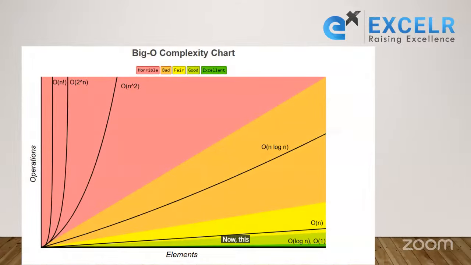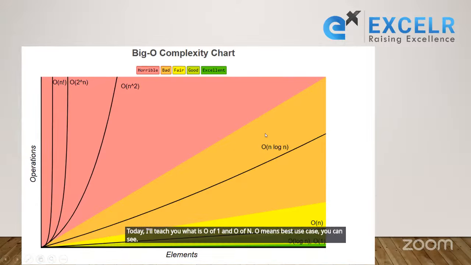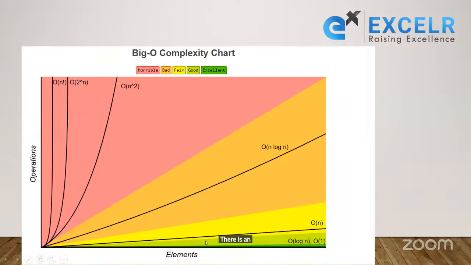Now this is your most important thing. If you see the big O complexity chart, O of 1, O of log n and O of n. Today, I'll teach you what is O of 1 and O of n. O of 1 means best use case. You can see there is an excellent range, then you have a good range, then a fair range, then a bad range, and then a horrible range. So this is your horrible range, and this is your excellent range.